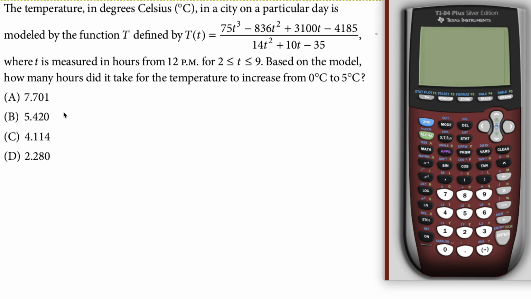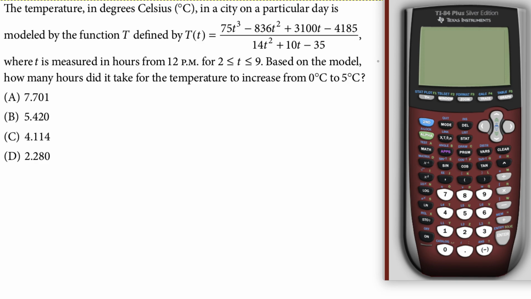Based on the model, how many hours did it take the temperature to increase from 0 degrees Celsius to 5 degrees Celsius? So the plan is sketch the graph. We have a calculator for this problem. Find where it's 0, find where it's 5, and subtract those two x values.